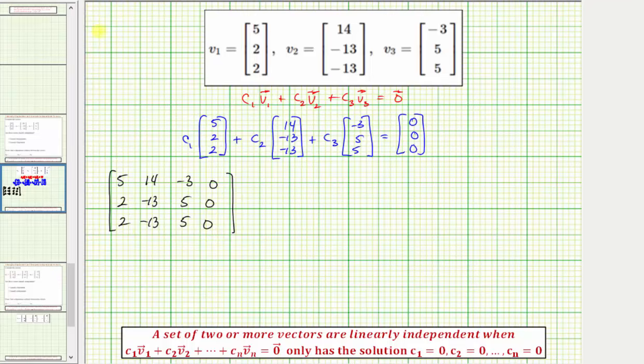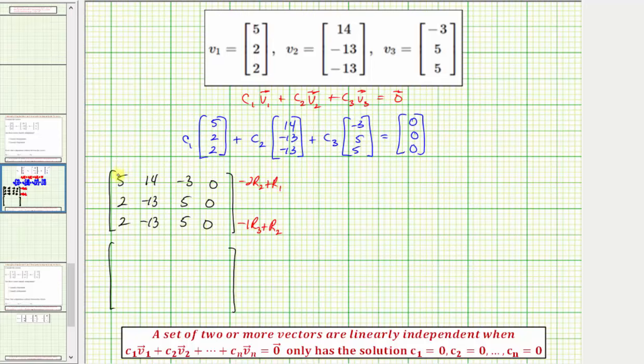So let's obtain a row of zeros by replacing row 3 with negative 1 times row 3 plus row 2. Let's also get a leading entry of 1 in the first row. Notice that negative 2 times 2 plus 5 would be 1. Let's replace row 1 with negative 2 times row 2 plus row 1.